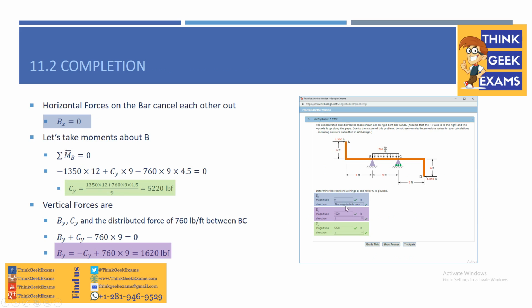0 has no direction, so magnitude is 0. It's not up or down. It's not left or right. 1620 is positive, so it's upwards, and 5220 is positive, so it's upwards. And all these answers are correct. So thank you very much for watching. See you on the next problem.